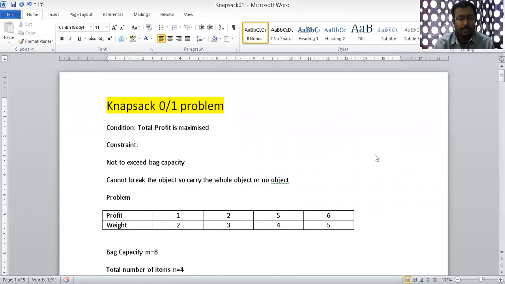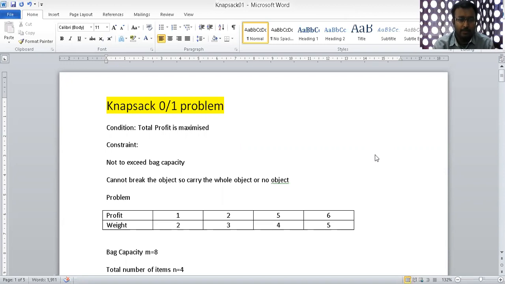Hello students, today I am going to teach Knapsack 01 problem using dynamic programming. The name 01 is because here we have to take one full item as a whole or we should not consider that item. That is why the name 01 problem.